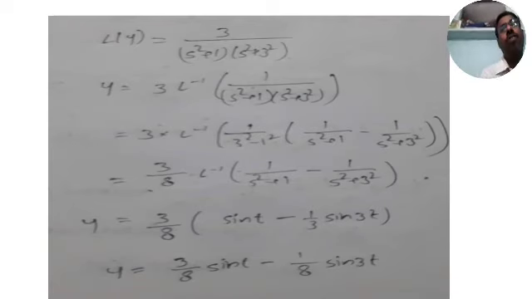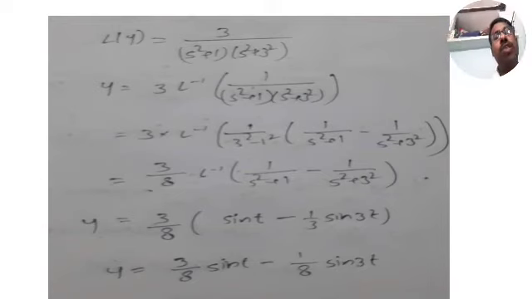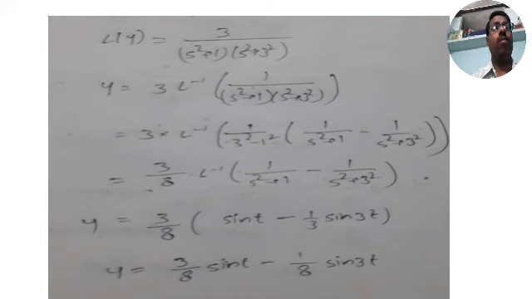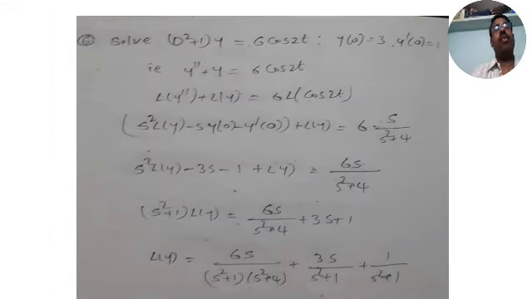Use the formula: 1 by (s square plus a square) into (s square plus b square) is 1 by (b square minus a square) into [1 by (s square plus a square) minus 1 by (s square plus b square)]. Another 10 minutes to go. Let us move on.